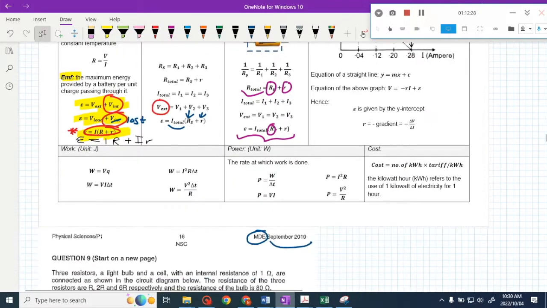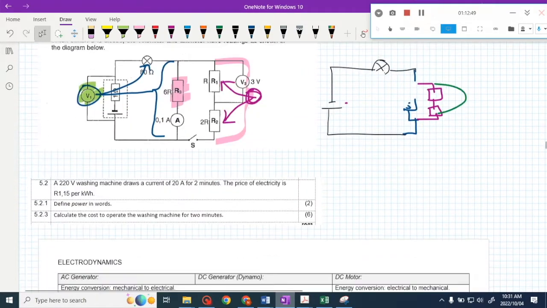Here at the bottom, all of the formulae for work measured in joules. Another name for work is energy dissipated. We have formulae for power. Work has the symbol W. Power is measured in watts. Don't get confused. And then we have cost. I want to show you guys a question on cost. So here's a question.